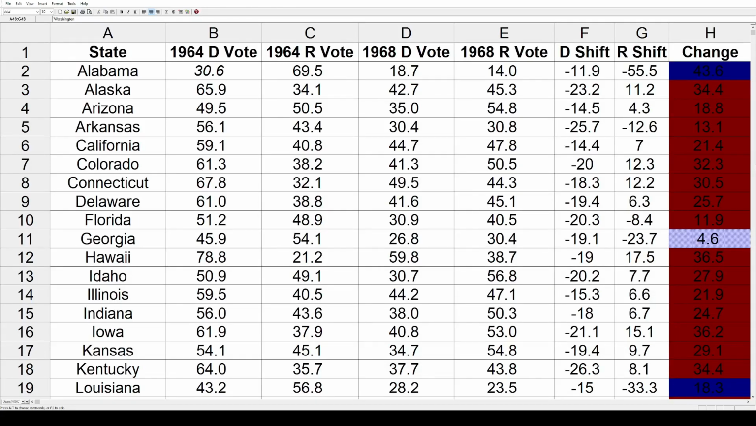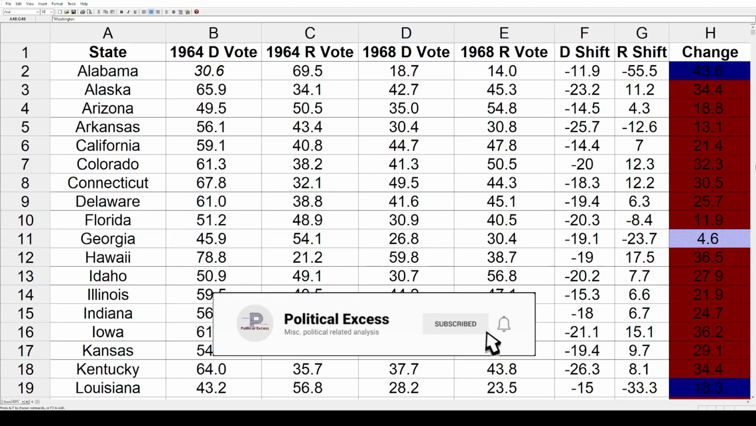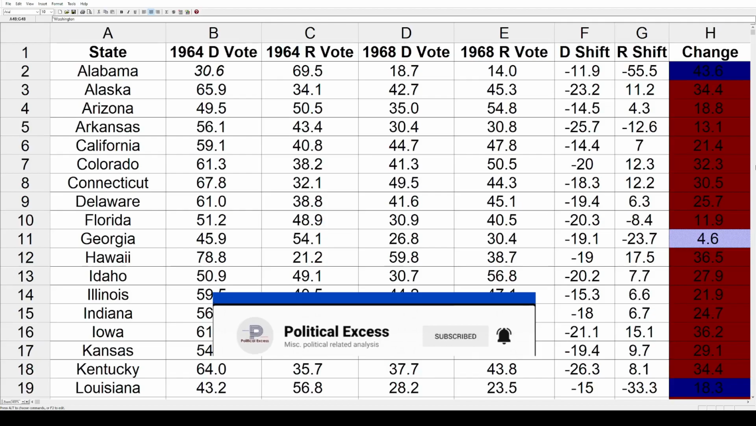Hey everybody, today we're going to take a look at some more political shifts. This time we've got two consecutive presidential elections, 1964 and 1968. If you want to skip ahead to the map, there will be a link down below.